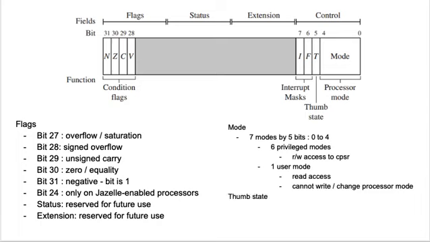Bit number 5 signifies the thumb state, which is for the 16-bit thumb instructions, and bits number 6 and 7 represent the interrupt mask bits.